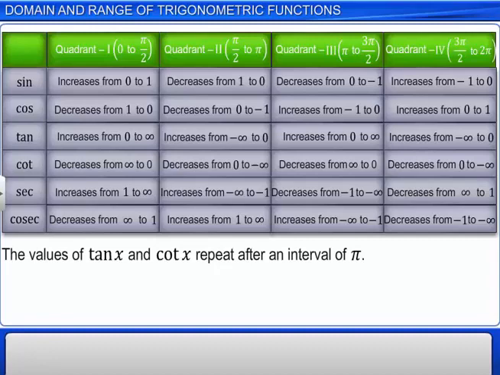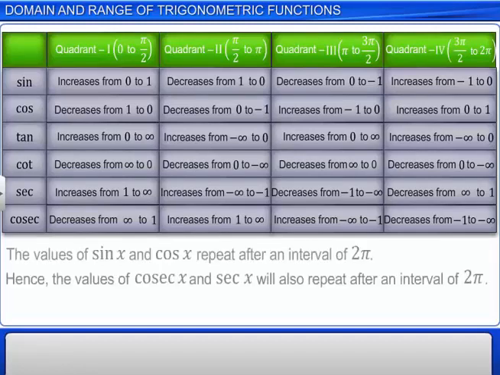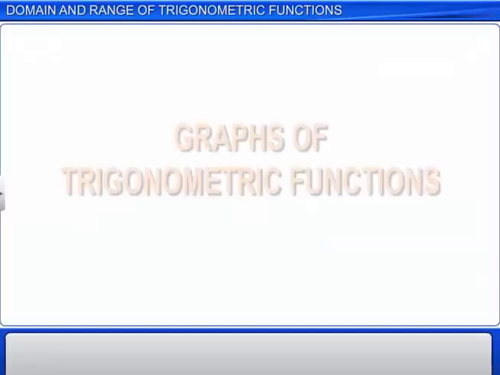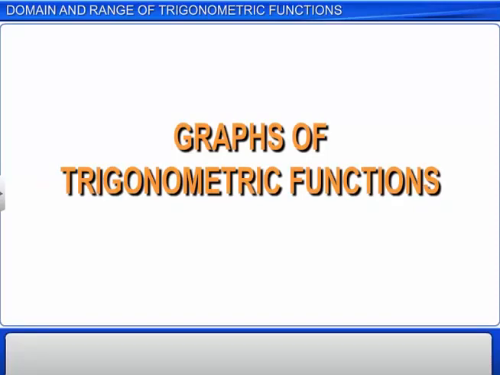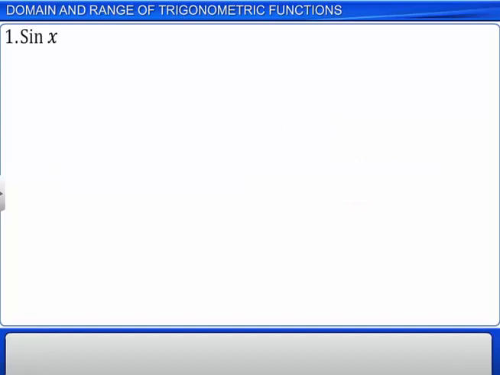Observe that the values of tan x and cot x repeat after an interval of pi. However, the values of sin x and cos x repeat after an interval of 2 pi. Hence, the values of cosec x and sec x will also repeat after an interval of 2 pi. Let us now draw the graphs of the trigonometric functions one by one, beginning with sin x.